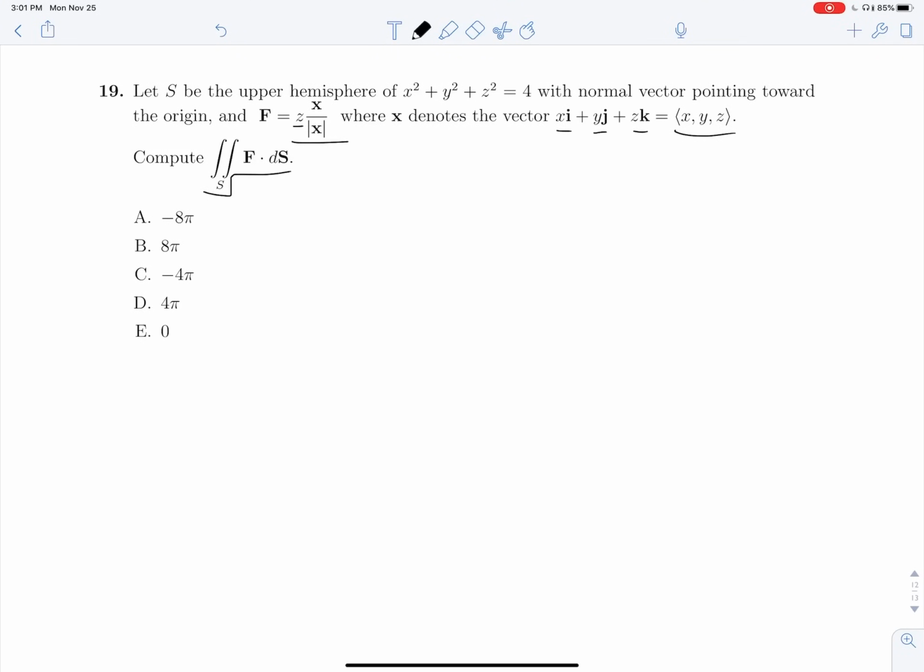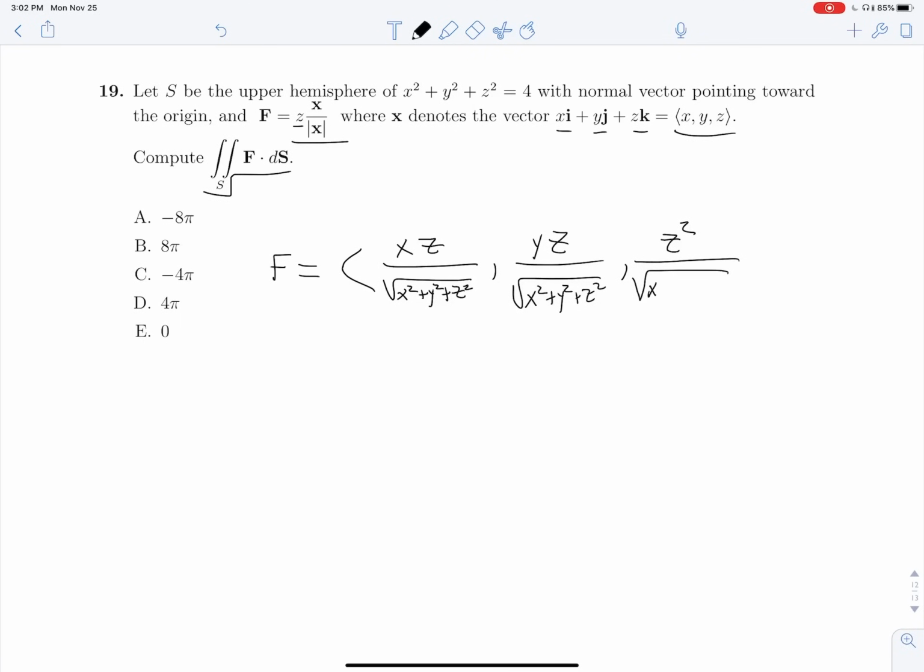Let's write out all of our components of F. So F is equal to xz over root x squared plus y squared plus z squared, comma, yz over root x squared plus y squared plus z squared, and z squared over root x squared plus y squared plus z squared. There we go.